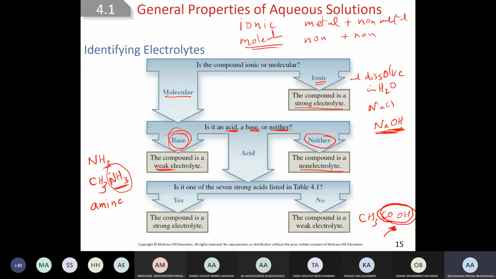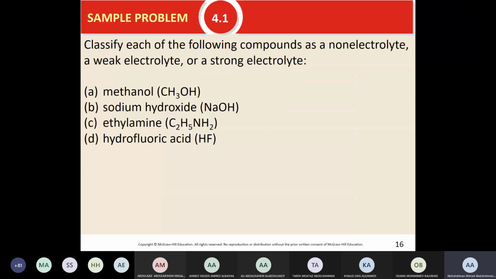All right, and give me an example of non-electrolyte. It's neither acid nor base. Give me an example. H2O is acceptable, but what else? Because we're dealing with H2O, we don't want H2O. Let's say C6H6. Is this acid or base or what? Neither. Okay, let's solve this example then.